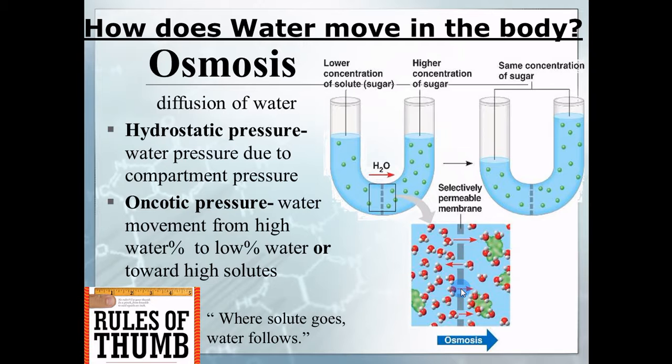Diffusion is a passive process. There's no energy required. It moves based on the molecular energy of that molecule itself, like the water. So the water is always wobbling around, bouncing all over the place. It takes its own energy and moves around in space. You don't have to put any energy in making it spread out. It just naturally does that.